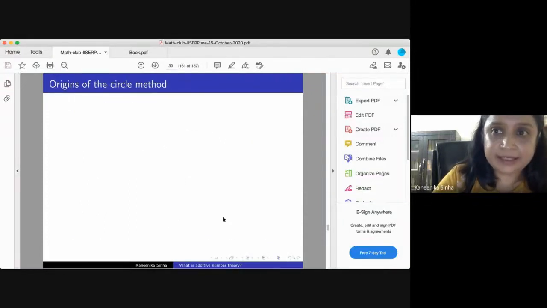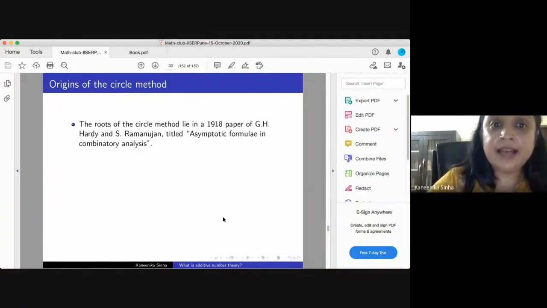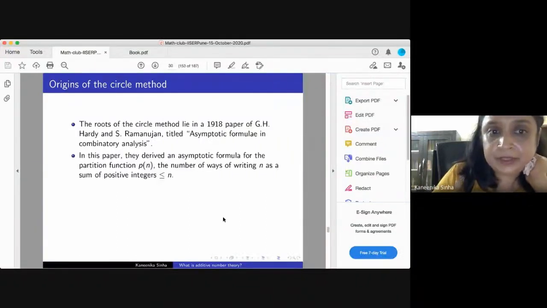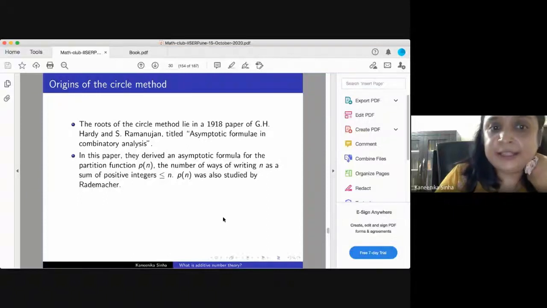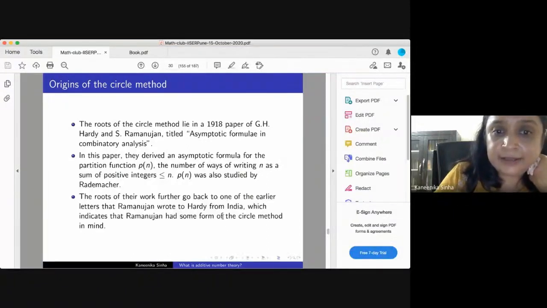One final remark. I don't have time to delve too much into it. As I mentioned, the roots of the circle method lie in a 1918 paper of G.H. Hardy and Ramanujan, titled Asymptotic Formulae in Combinatory Analysis. This paper is also available on the internet if you want to have a look at what they were doing, something similar, but for the partition function. The partition function was also studied by Rademacher later.